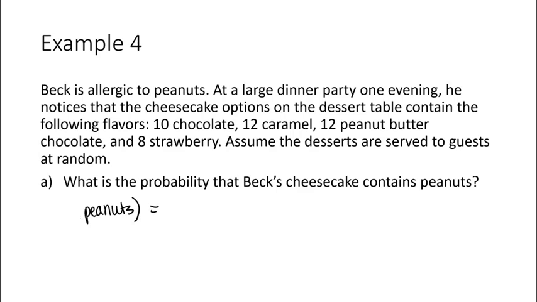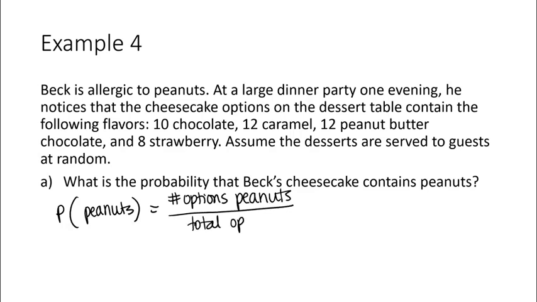Now, y'all, I'm not fixing to go perform an experiment here. I'm looking at my total options. This is a theoretical conversation. In theory, we should look at the number of options or outcomes that have peanuts out of the total options or outcomes.